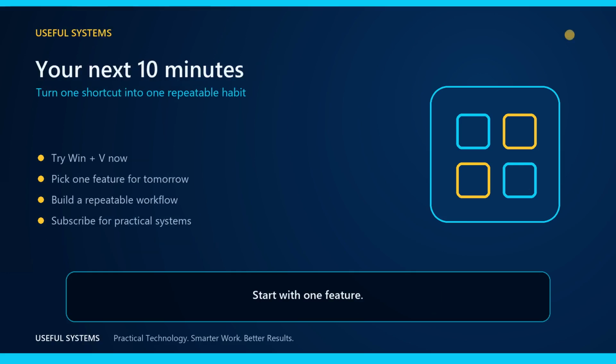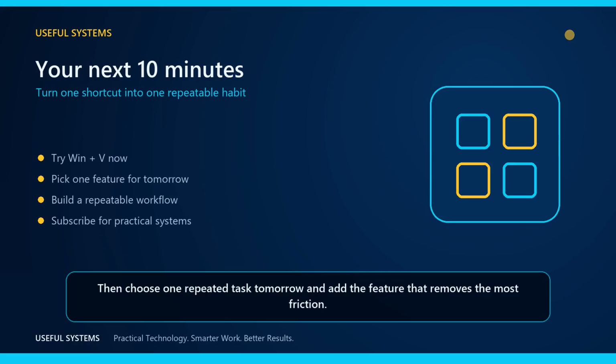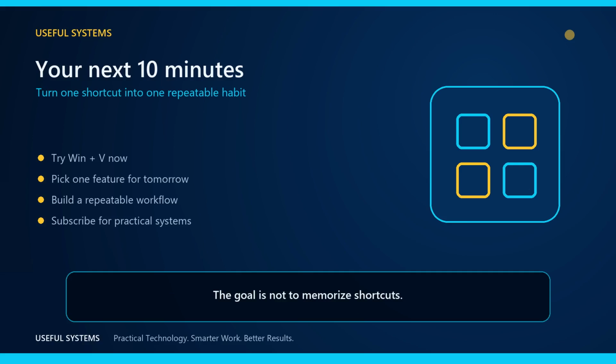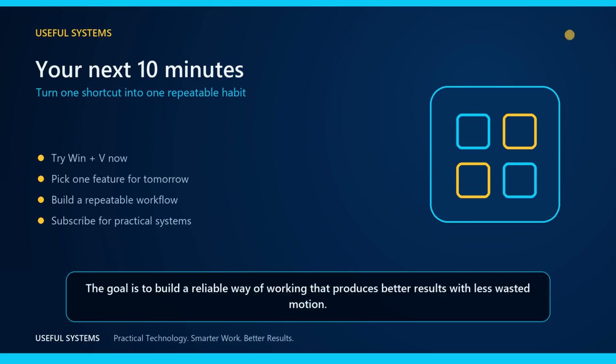Start with one feature. Press Windows key plus V and see whether Clipboard History is enabled. Then choose one repeated task tomorrow and add the feature that removes the most friction. The goal is not to memorize shortcuts. The goal is to build a reliable way of working that produces better results with less wasted motion.